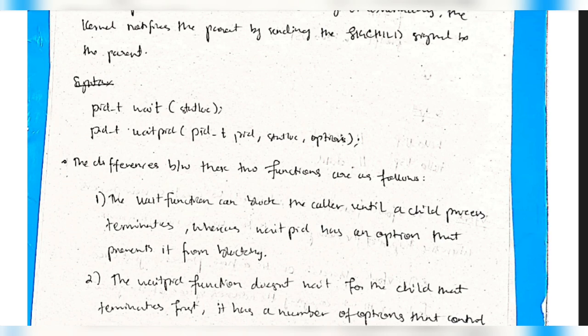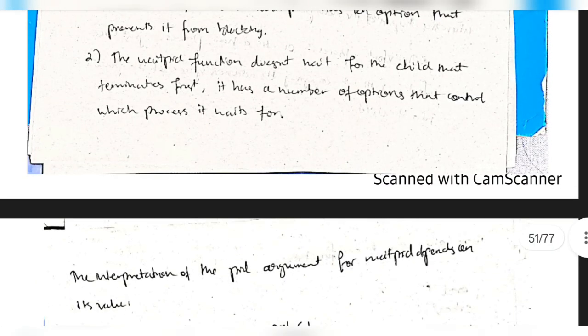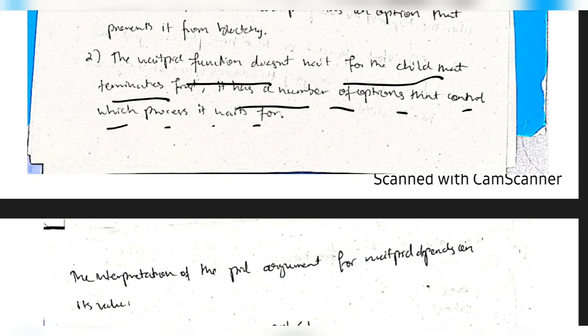You can go through it, and the difference is that the wait function can block the caller, but waitpid has the option not to wait. Also, waitpid doesn't wait for the child that terminates first. It has a number of options that control which process it waits for.